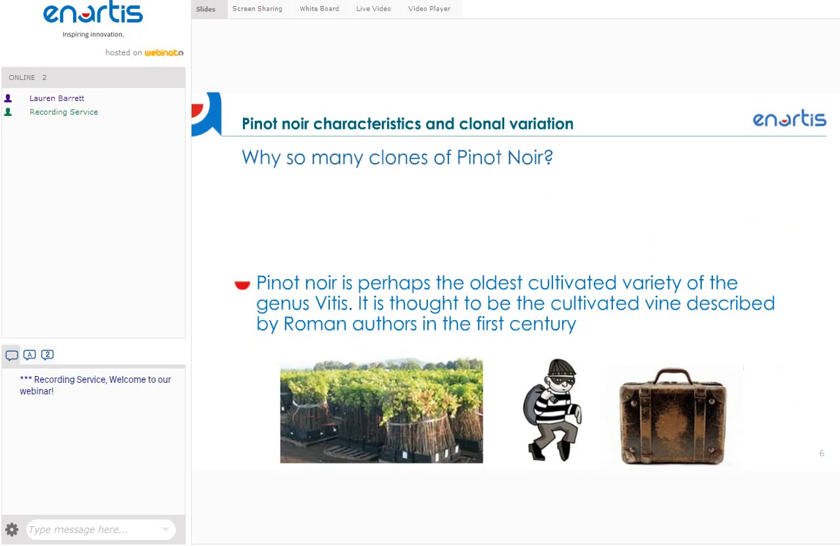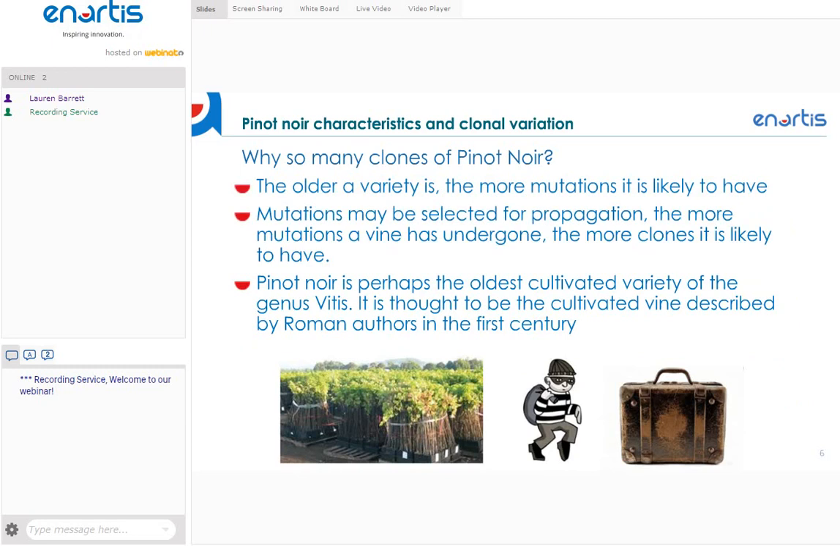So why are there so many different clones of Pinot Noir? Well, the older a variety is, the more mutations it is likely to have. So a lot of these mutations are then culturally selected and propagated. And since Pinot Noir is potentially one of the oldest cultivated varieties, first thought to be described by the Romans in the 1st century, that gives rise to all of its variations in different clones.